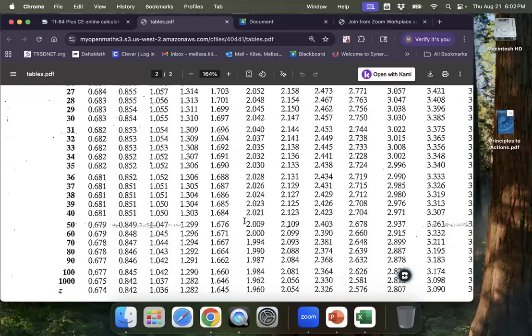2.021 plus 2.009, then divide it by 2. So I'm going to use 2.015 because that's halfway between. I'm going to show you how to get this on your calculator. We've done this before, but I'm going to do it again.